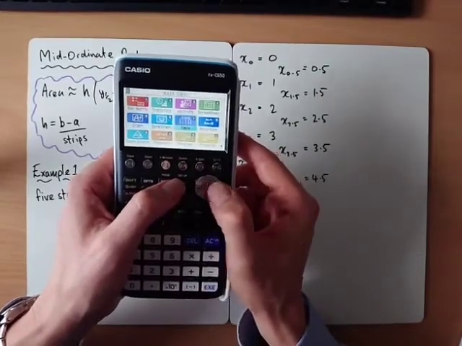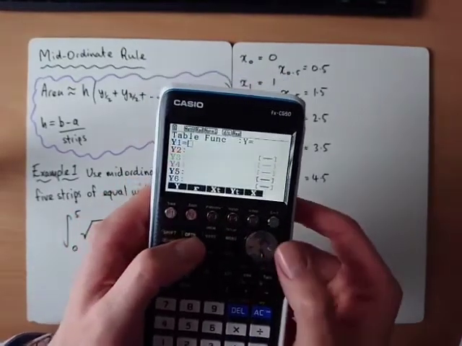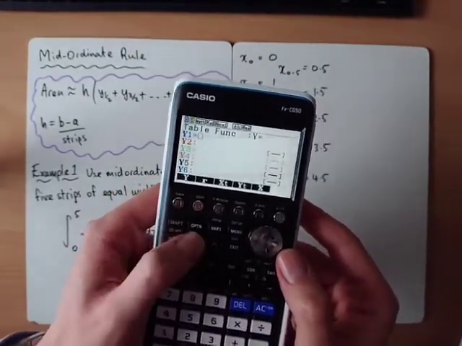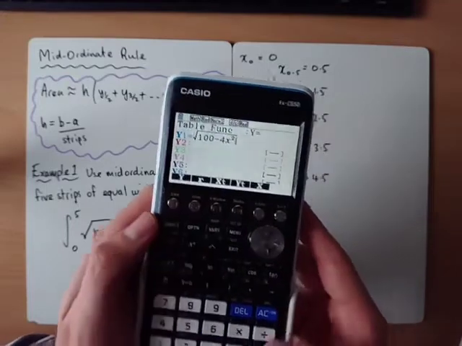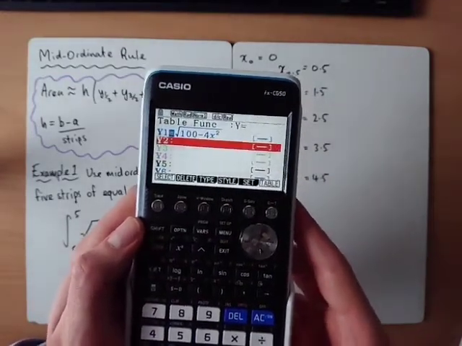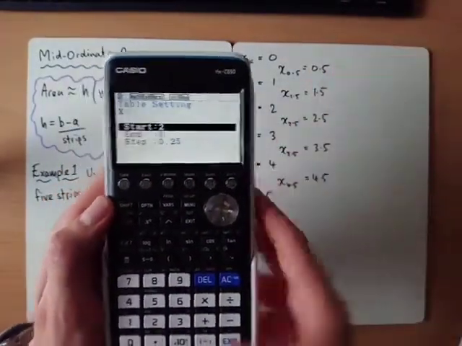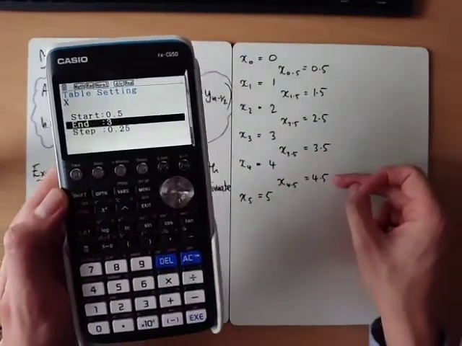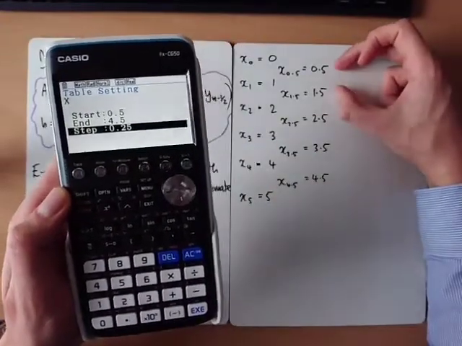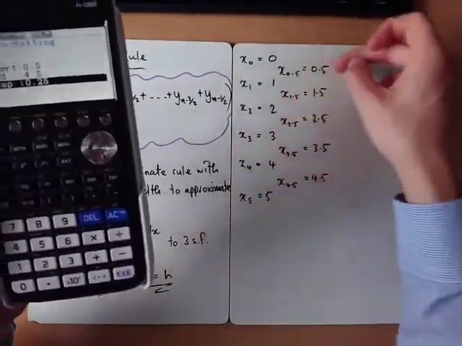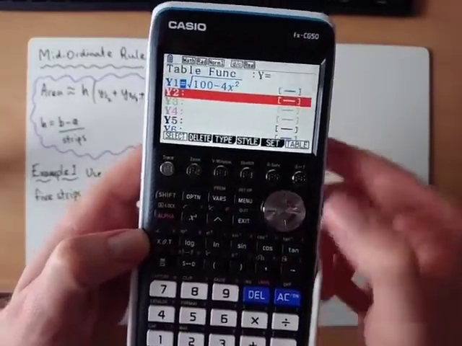So if we go on to table and then enter the function, which is the square root of 100 minus 4x squared, execute, and then set. We are not starting at 0, we're starting at 0.5. We are ending at 4.5. And the step, how much we go up by, is the value of h. So we're going up by 1 each time. And then press table.